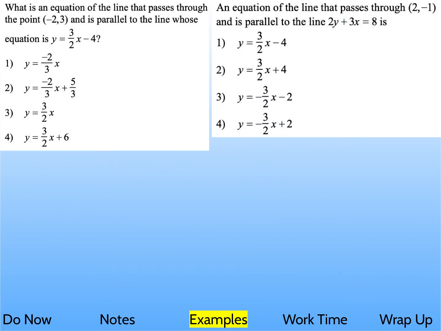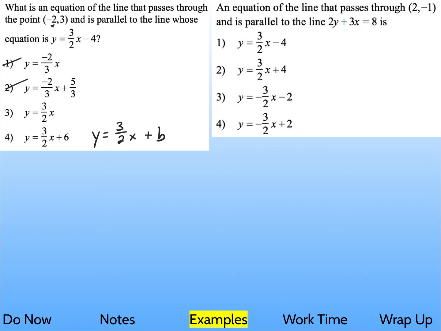So for this first example right here, we need a line that passed through the point negative 2, 3, and is parallel to y equals 3/2 x minus 4. So what we're starting with is something of the form y equals 3/2 x plus b. And we got to figure out what the b is. So right off the bat, get out of here, choice 1, choice 2. Not even close, you got the wrong slope. Try again.